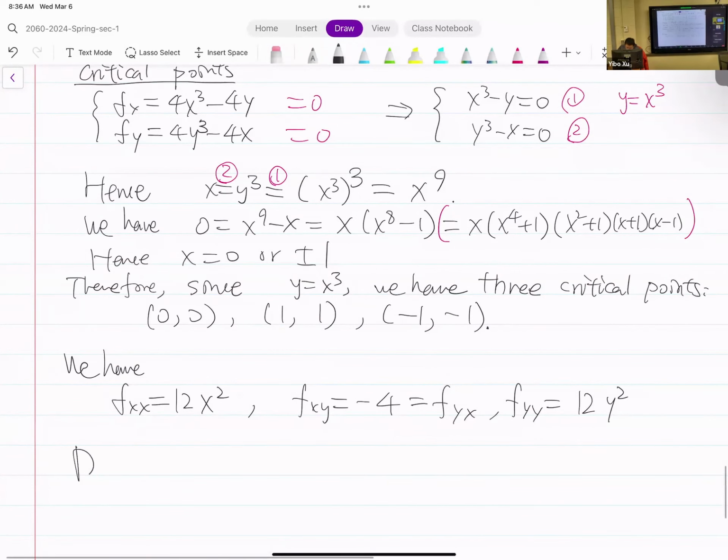Cap D is the determinant of order 2 that you put these second order partial derivatives into. So that's actually 12x squared as f sub xx. And on the diagonal, you have 12y squared as f sub yy. And the off diagonal, you have f sub xy and f sub yx.